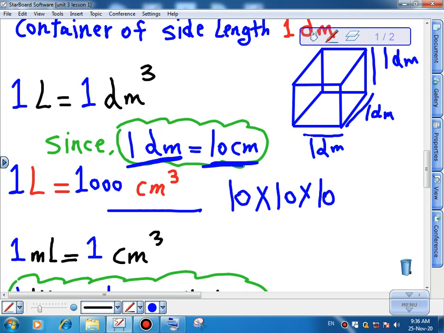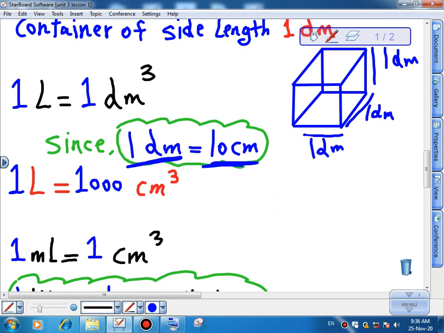It will be 1000. If we need to convert from the smallest to the greatest, remember we divide, but from the greatest to the smallest we multiply. We use times. So 10 times 10 times 10 will be 1000, and centimeter times centimeter times centimeter will be cubic centimeter, or centimeter cube. Okay? So 1 liter equals 1000 cubic centimeters.